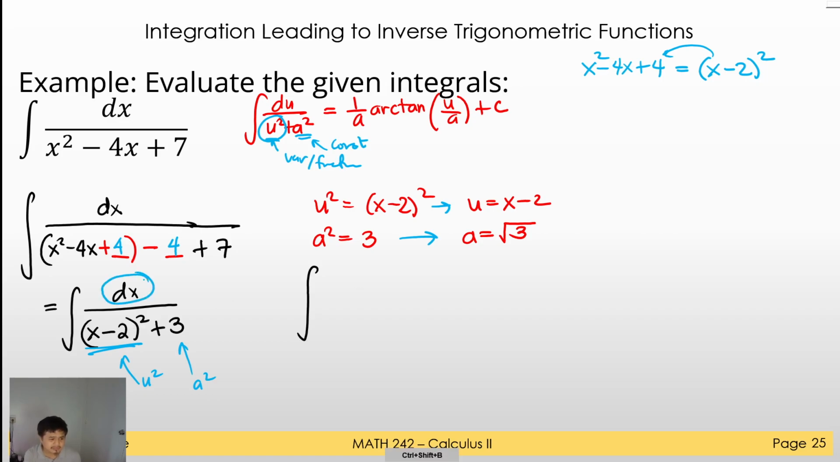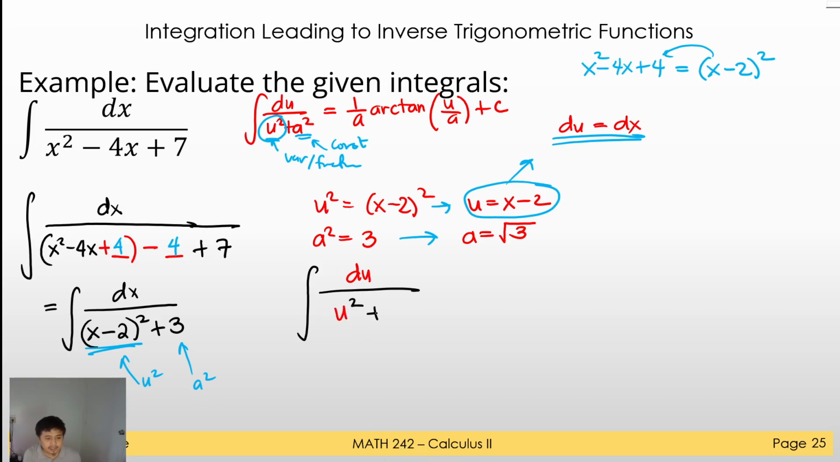So don't forget as well, we have to change this dx as well. So using this, finding the derivative, sorry, the derivative of u is du, the derivative of x is dx. Derivative of negative 2 is 0, so we have du is equal to dx. So we have changed the dx into du, and then all over we have u squared plus a squared.